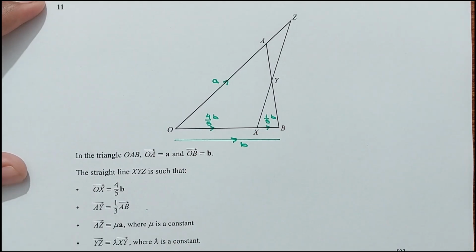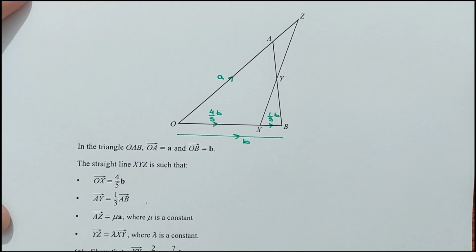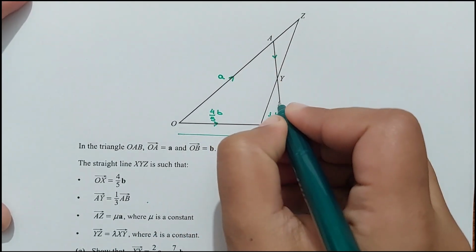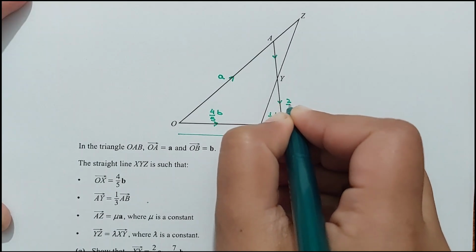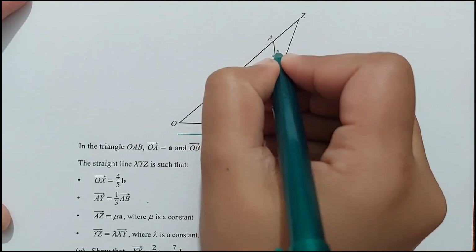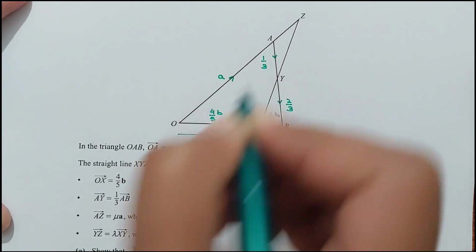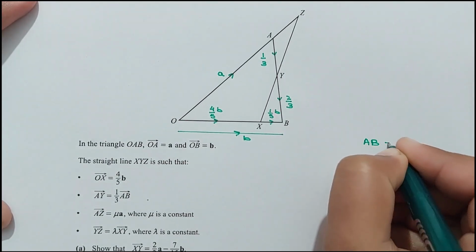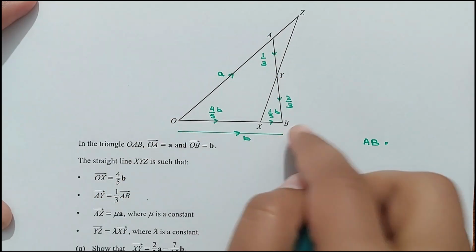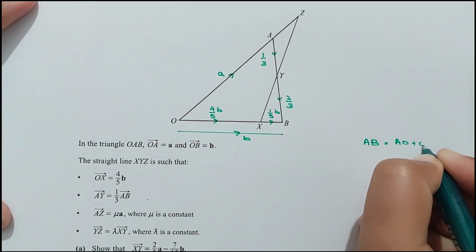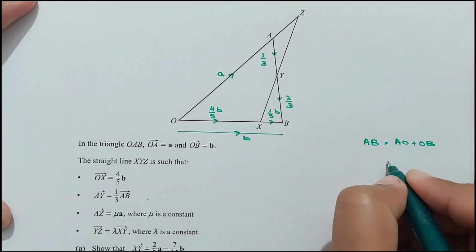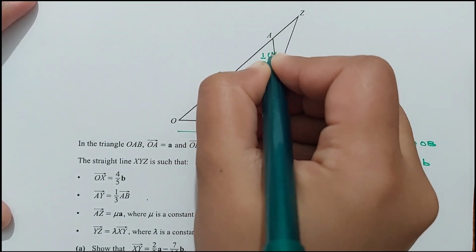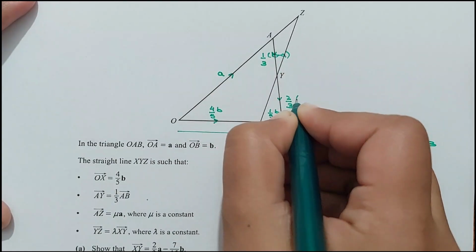Right? AY is 1/3 of AB, and this is 2/3. So solving for AB first. AB is A to B, AO and OB. A to O is minus A and plus B. So this is B minus A.